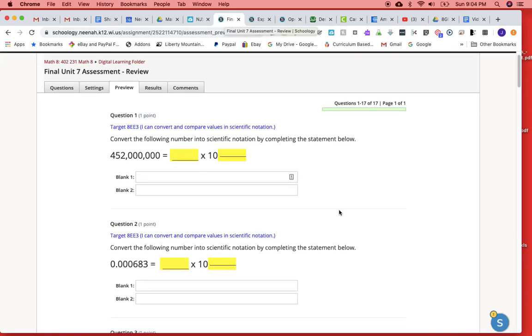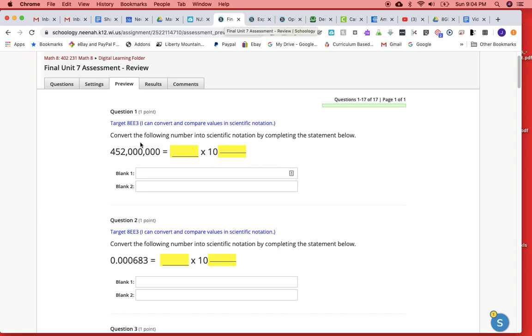Looking at question number 1. Convert the following number into scientific notation by completing the statement below. 452 million is equal to blank times 10 to the blank. So we have to fill in our coefficient and our exponent. When we're looking at our number, we don't see a decimal. These are commas. Our decimal is found at the end.